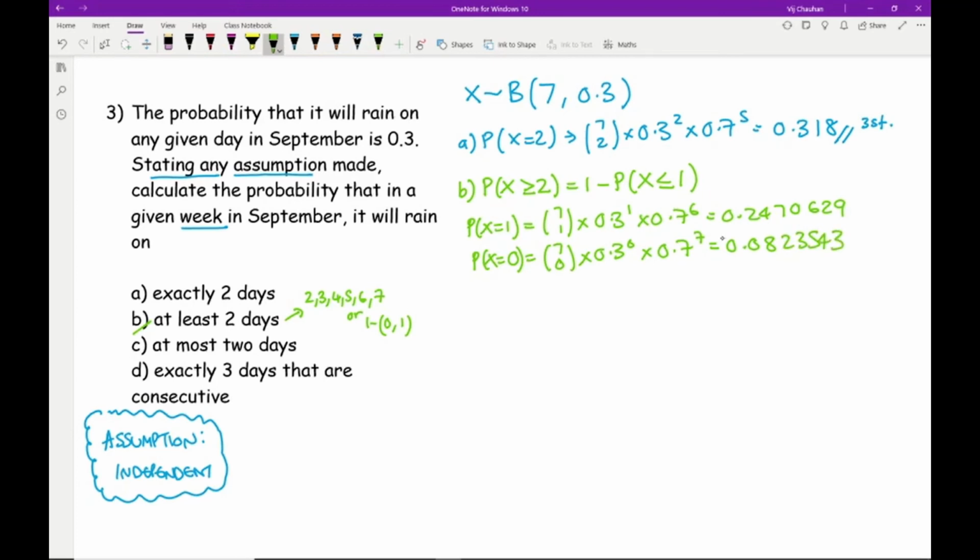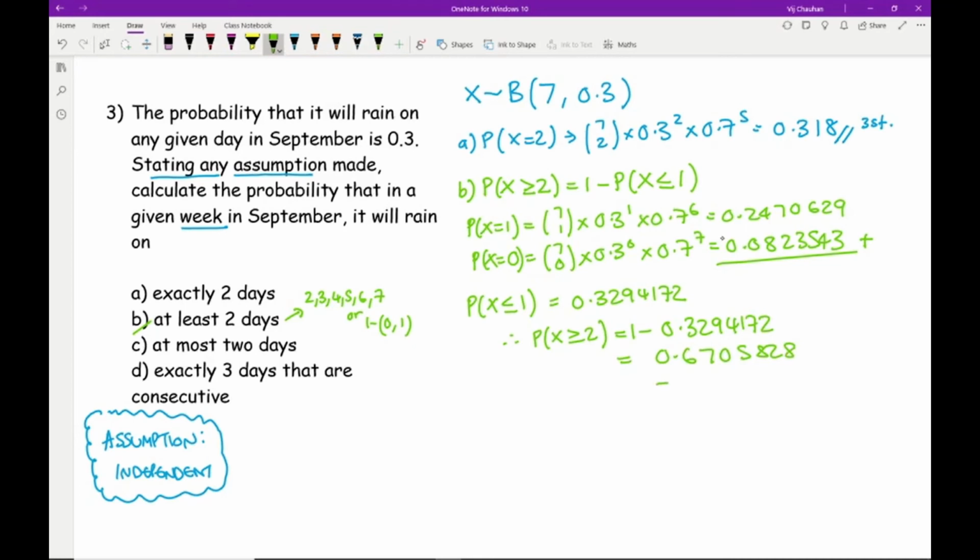And then I can work out the probability that x is less than or equal to 1 by adding those 2 probabilities together, which gives me 0.3294172. So therefore the probability that x is greater than or equal to 2 is going to be 1 minus 0.3294172, and that gives me a final answer of 0.6705828, which rounded gives me 0.671 to 3 significant figures.